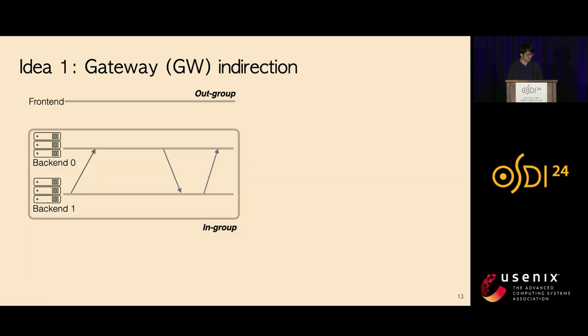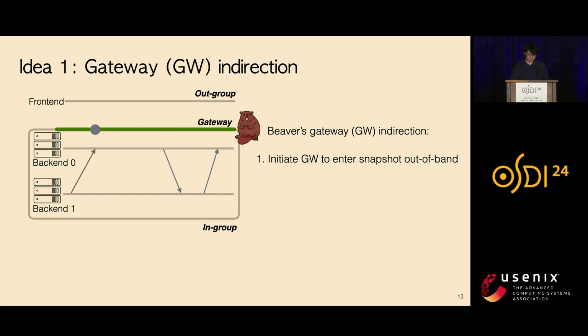To see how it works, let's revisit the previous example. So Beaver introduces this so-called logical gateway that handles all inbound traffic originating from the out-group. And on a new snapshot, it first initiates the gateway out of band, then it marks subsequent inbound packets to indicate a new snapshot. The in-group nodes then proceed with traditional snapshot operations.